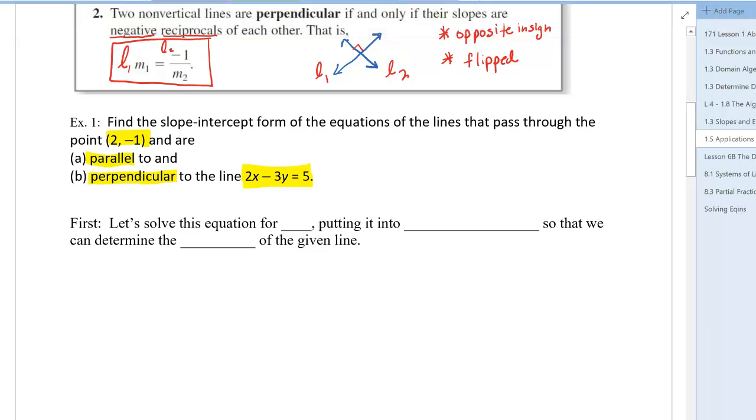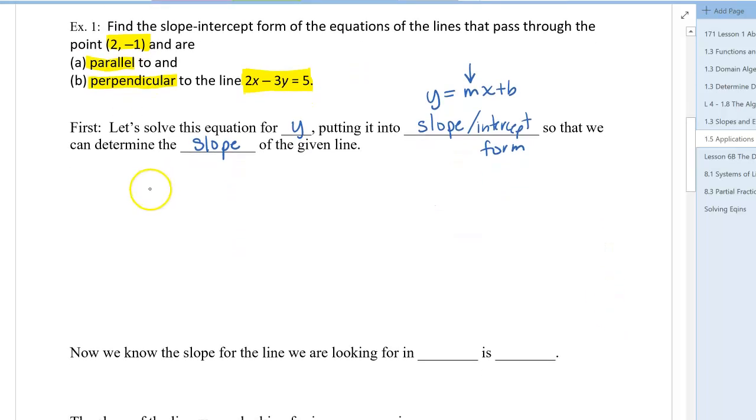So to find the slope of the line, remember from example 5, we need to solve the equation for y. So we're going to solve the equation for y. This puts it in slope-intercept form, or if you remember, y equals mx plus b, so that we can determine the slope. Because remember, the slope is the number in front of x, which we call m. So we're going to take this equation, 2x minus 3y equals 5, and we're going to solve for y.